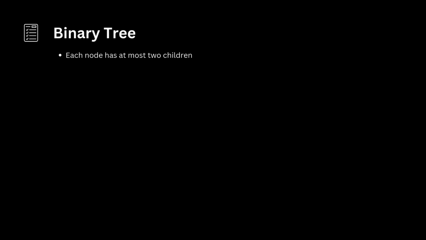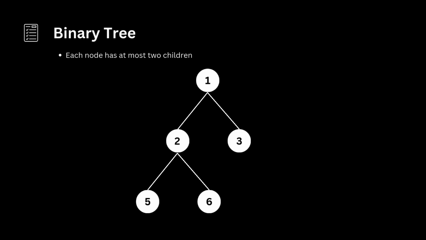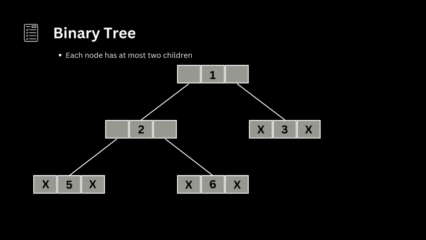This is a binary tree because each node contains at most two children. This is the logical representation of the tree. In this tree, node 1 has two pointers. They are the left and right pointers pointing to the left and right node respectively. Node 2 has both nodes, therefore it has two pointers. Nodes 3, 5 and 6 are the leaf nodes, so all these nodes contain null pointers on both the left and right side.